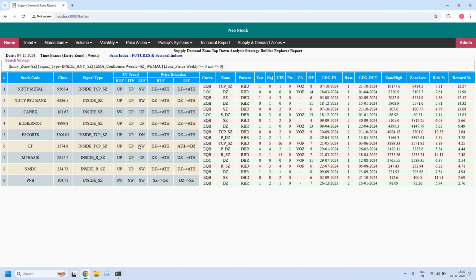Any sideways setups are there, you can ignore those stocks, sideways. Uptrend, counter trend trade setup you can plan. Downtrend, you can plan for bearish trade setup. That way you can plan your trade setups.